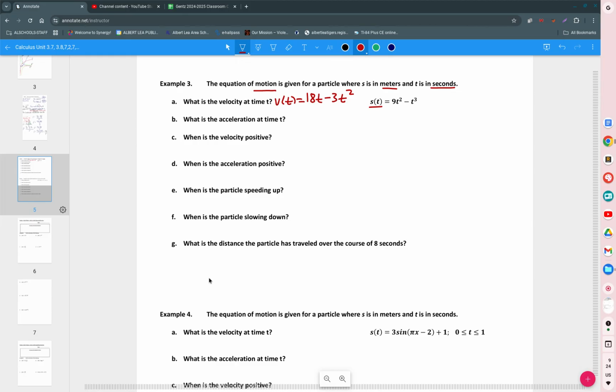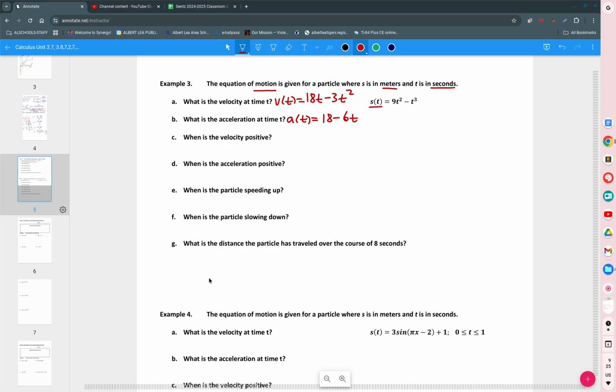Acceleration is the second derivative. So yesterday our lesson was about higher derivatives, and we found the first and the second derivatives. Acceleration is the derivative of velocity, and we get 18 minus 6t. Very good with that?